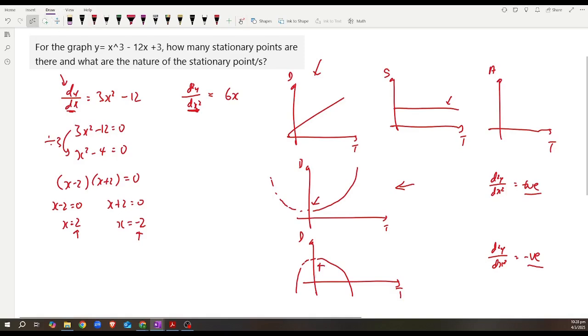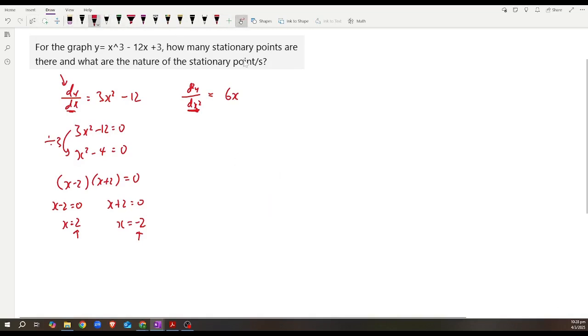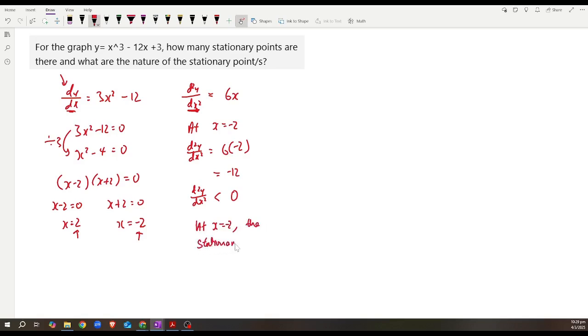So let's apply that to this situation. At x equals minus 2, the second derivative will be 6 times negative 2, which is negative 12. Negative 12 is less than 0, so d squared y over dx squared is negative. So what does that mean? It means that at x equals minus 2, the stationary point is a maximum point. Because remember, you are decelerating, so the shape of the curve is like that. So at some point, there's a maximum point.